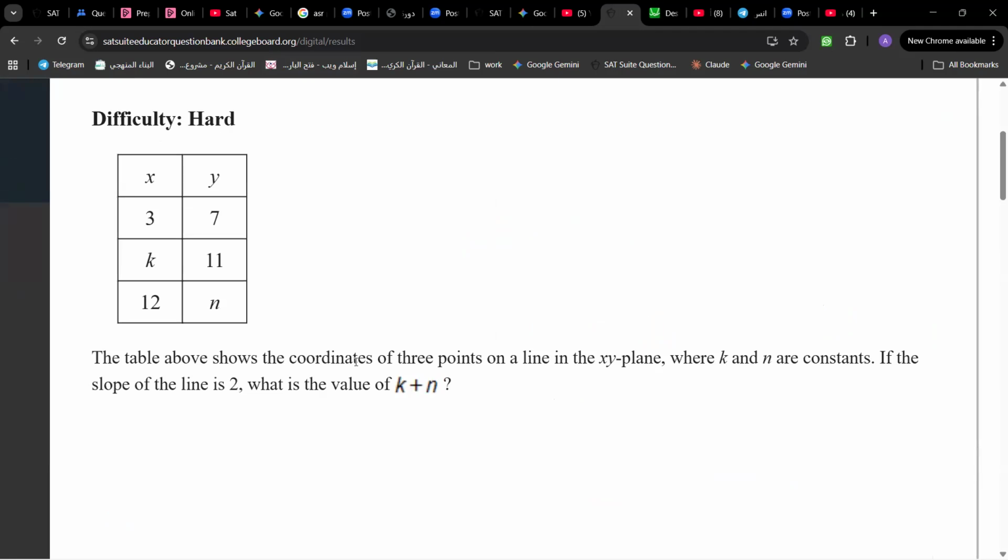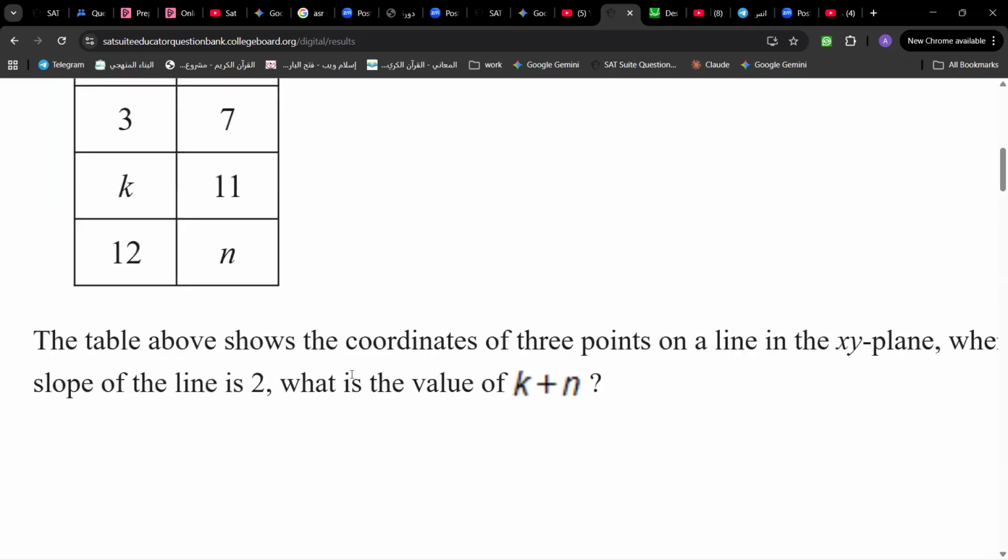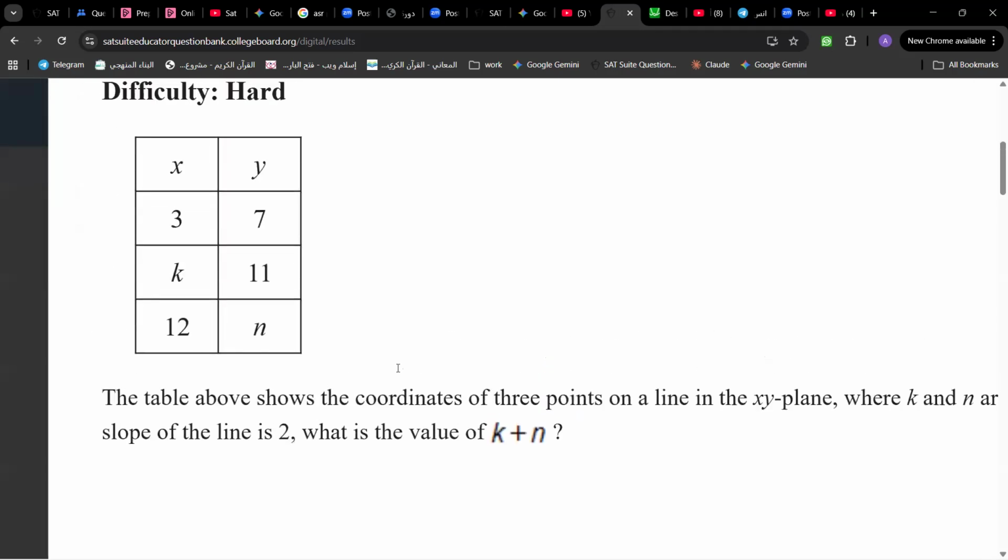The table above shows the coordinates of 3 points on a line in the xy plane, where k and n are constants. The slope of the line is 2. What is the value of k plus n? We have the slope. We can use the points to find k and n. Let's take this minus this and this minus this and find the slope.